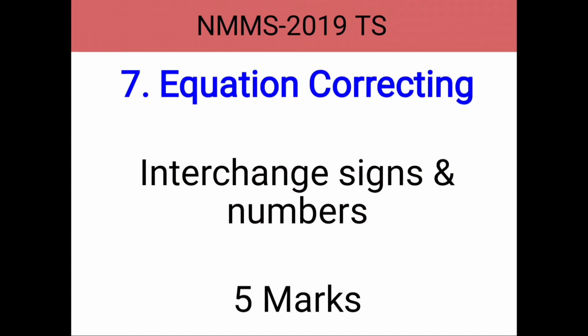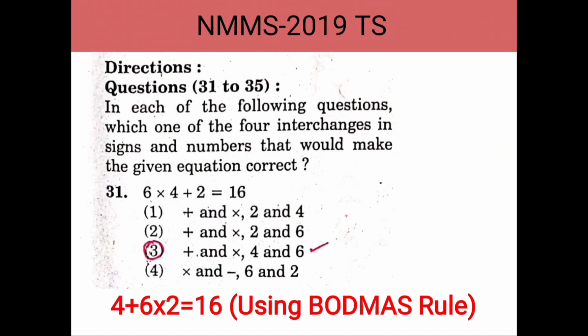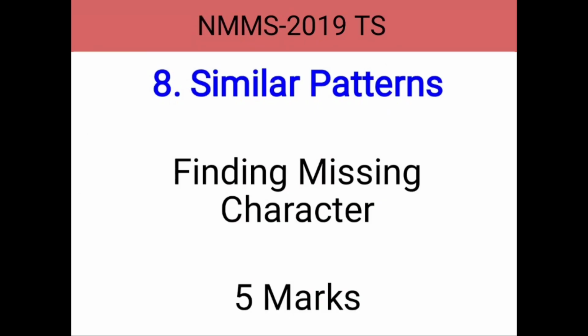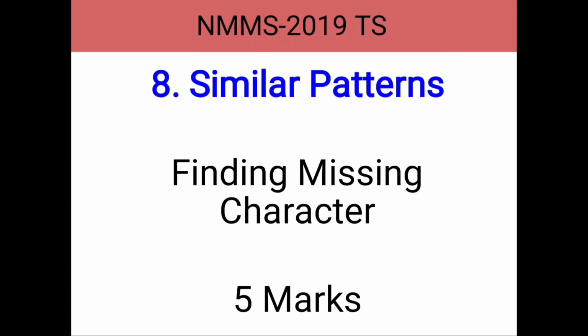In this model, we have to interchange the given symbols, mathematical symbols, and numbers too. We have to replace these numbers and make sure that the equation becomes true. One should take care that while doing this problem, we have to remember BODMAS rule. It's similar patterns. Finding missing character carries you 5 marks.